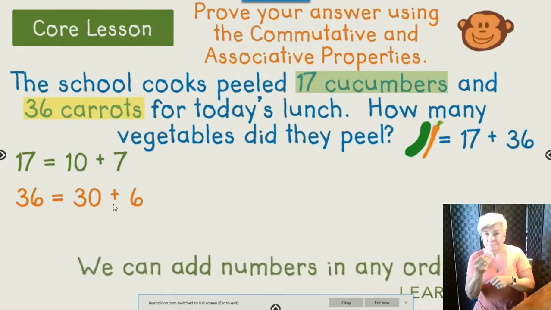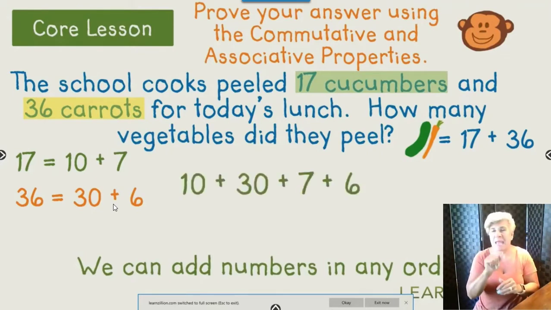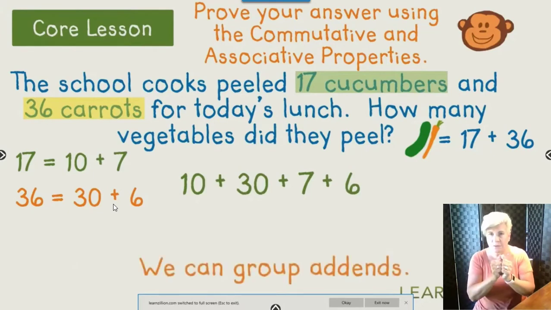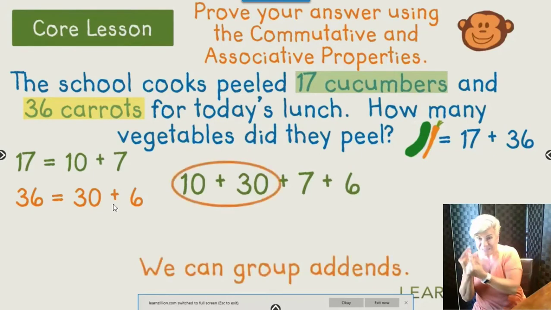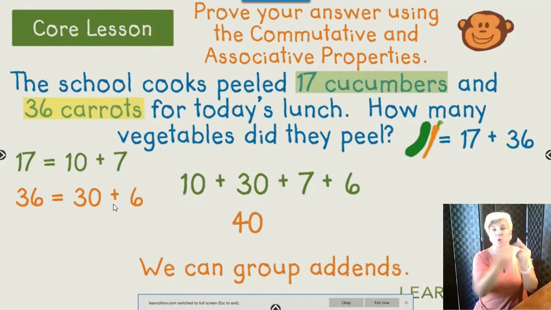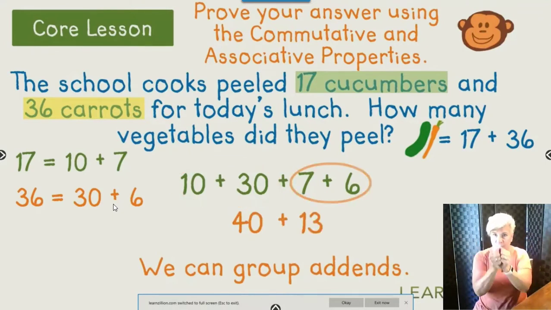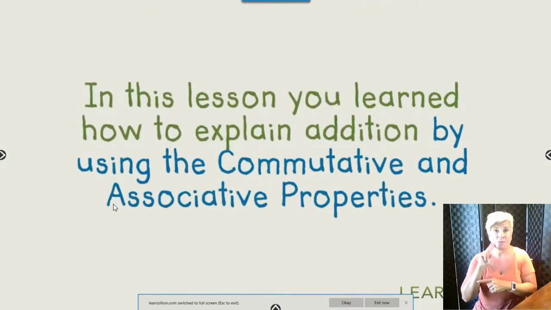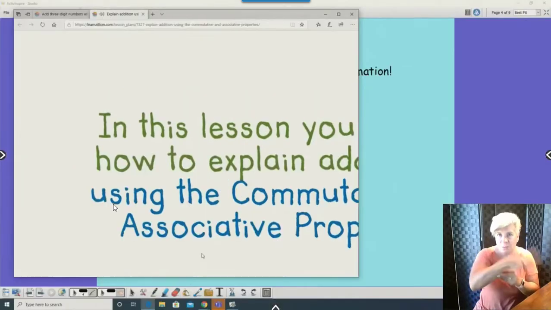The commutative property says we can add numbers in any order, so he puts the tens and the ones together. The associative property says that we can group our add-ins. 10 plus 30 is 40, 7 plus 6 is 13, so the answer is 53 vegetables. The cooks peeled 53 vegetables for lunch. In this lesson, you learned how to explain addition by using the commutative and associative properties.